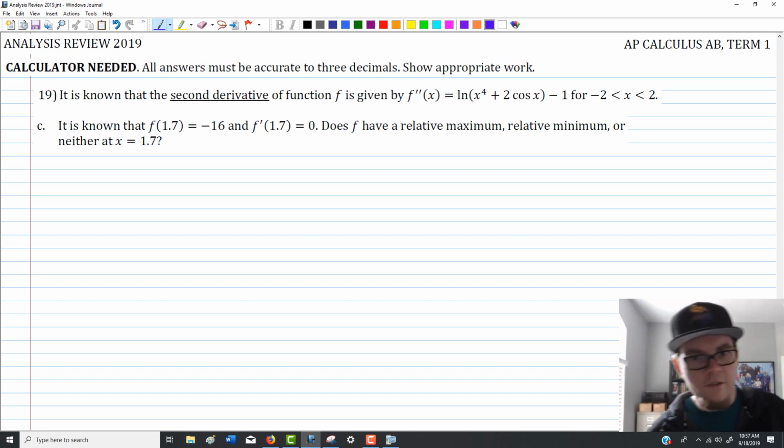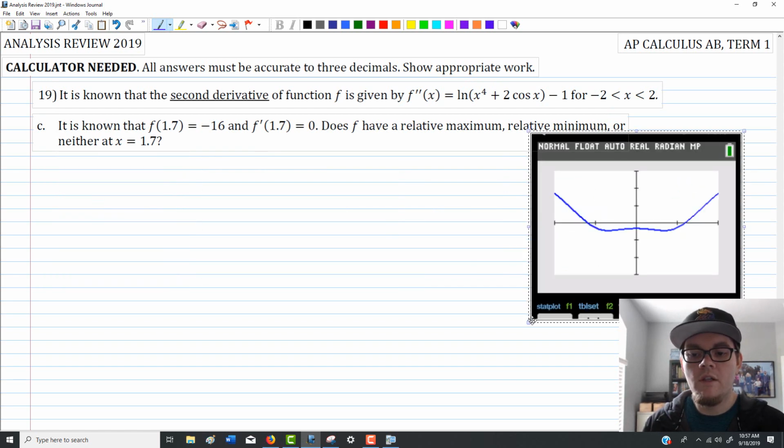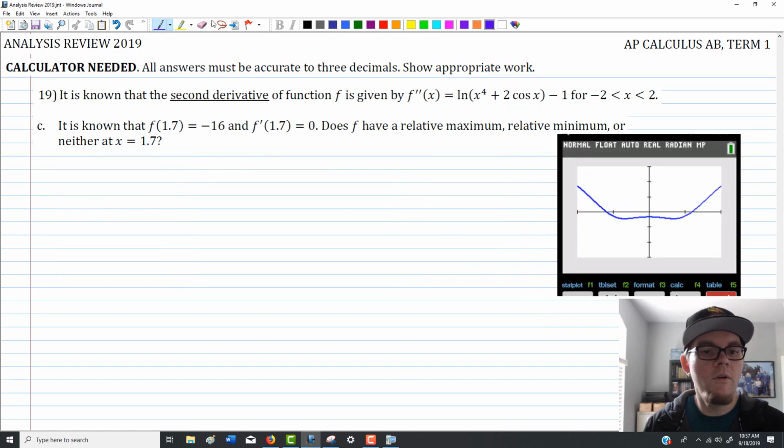Okay, finally, last question. I believe 65 is a blank page. It is known that f of 1.7 equals -16 and f prime of 1.7 equals 0. Does f have a relative maximum, relative minimum, or neither at x equals 1.7? So a couple things to point out here. Again, we'll throw our picture in one more time. So in our last question here, comes back to a familiar foe.